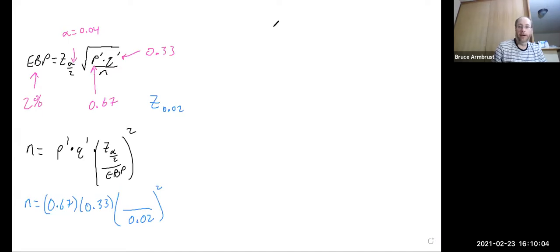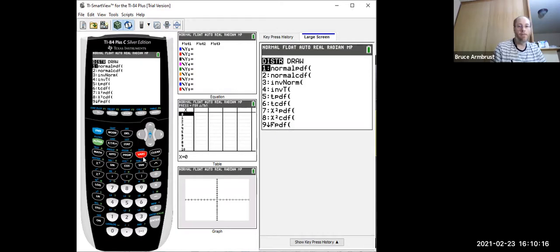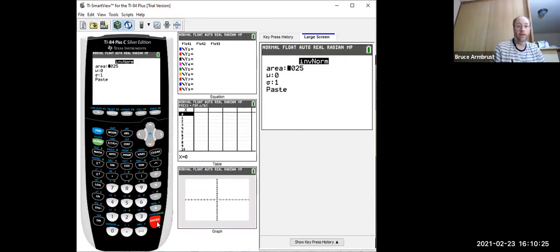So let me share my calculator. Hopefully you're all seeing my calculator right now. We're going to go to distribution, and we're going to do inverse norm. That's how we want to find z-scores. So we're going to go inverse norm. We put our area.